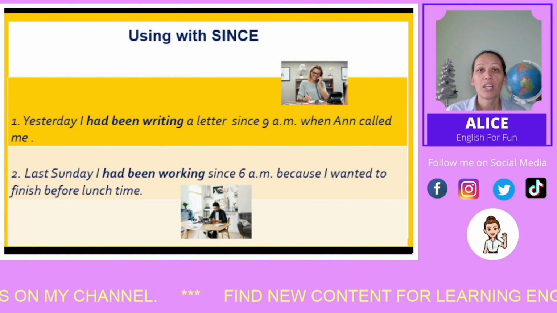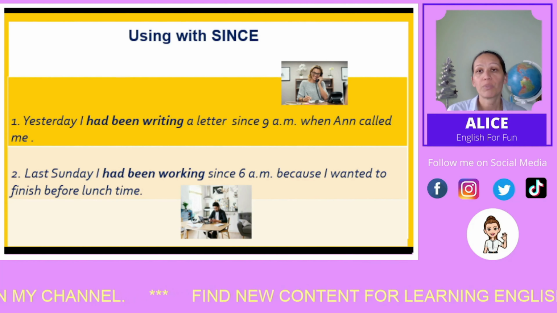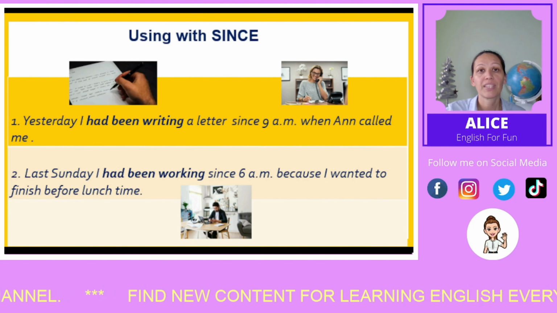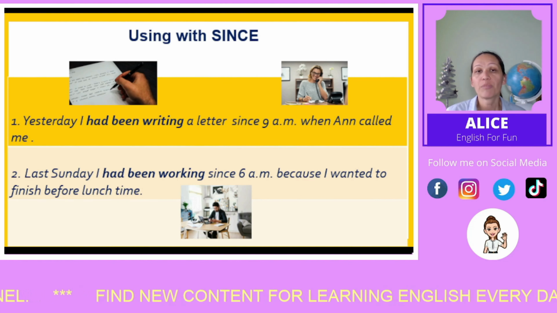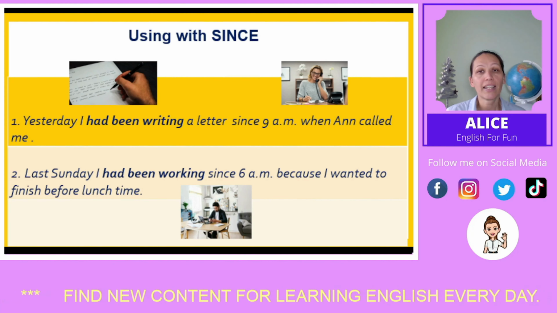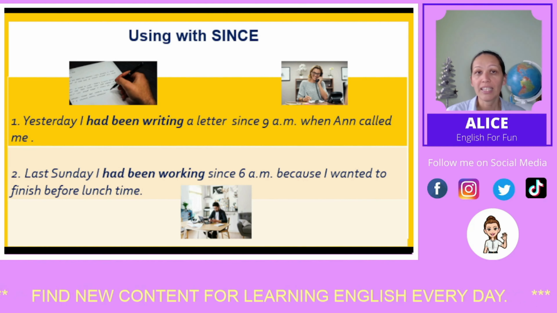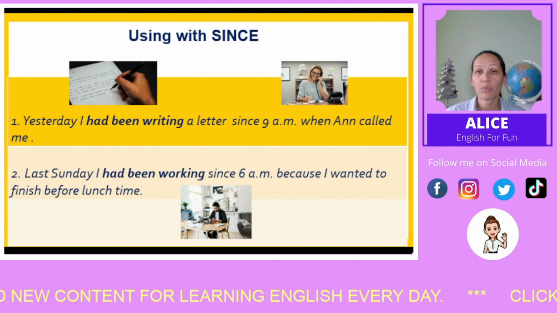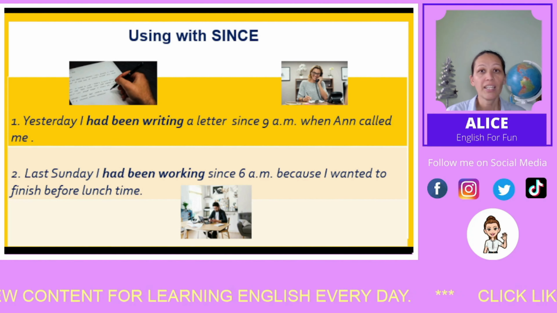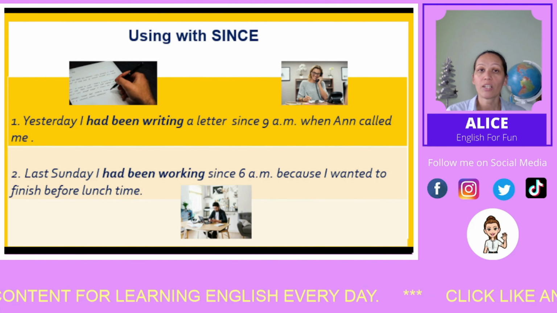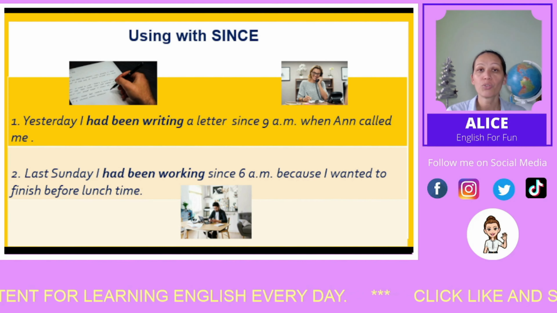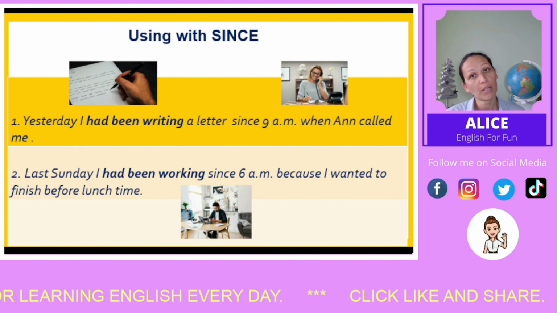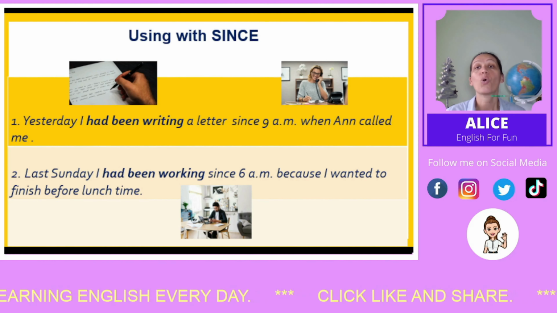Here we've got two examples of sentences when we use the word since. Number 1. Yesterday, I had been writing a letter since 9 a.m. when Anne called me. Here we would like to point it out. We want to show that we started to write letters at 9 o'clock in the morning and we had been writing them till Anne called us.